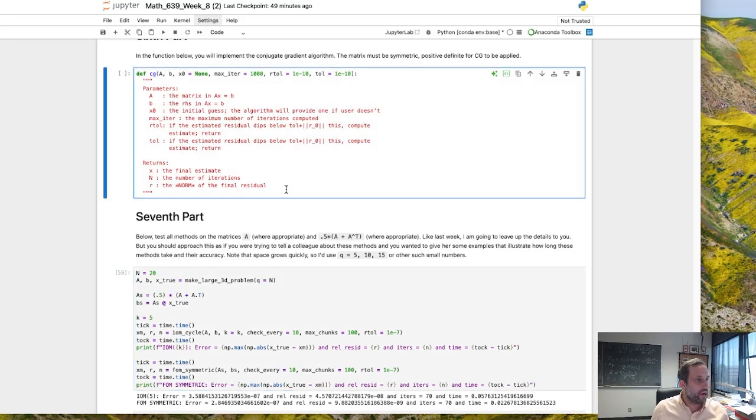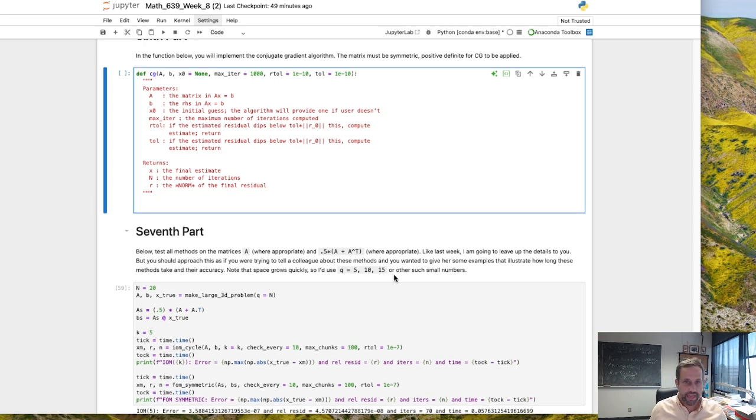All right, so finally, last thing we're going to do, we're going to look at the conjugate gradient algorithm. This is the last thing that we're going to do tonight. Again, a lot of what we're doing tonight is simply copying and pasting from last week. This is going to be the first thing that's kind of new.